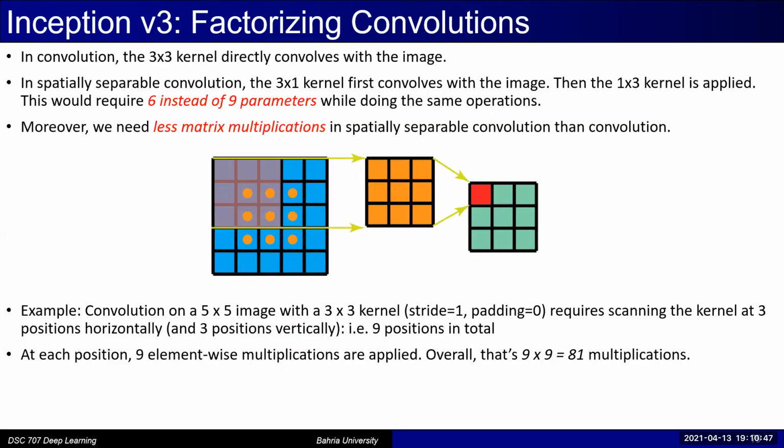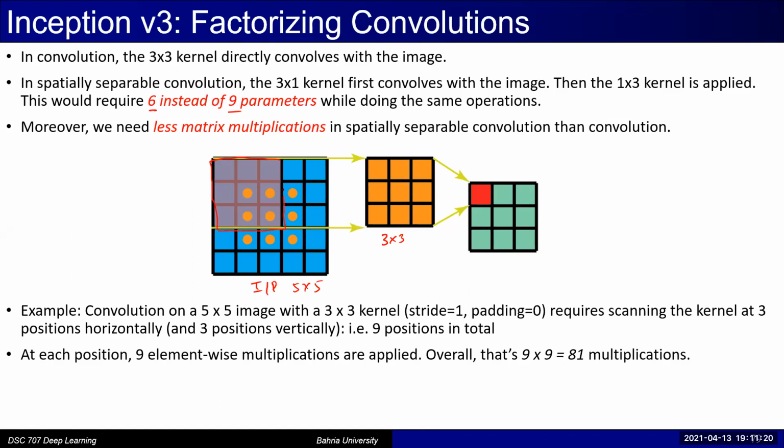Now let's see how much we are actually gaining. We have already discussed from the perspective of parameters that it is straightforward that we have 6 parameters rather than 9. But let's see how much we gain in terms of the number of multiplications. Suppose this is your input, which is 5 cross 5. This is your filter, which is 3 cross 3. We are doing convolution. I put my filter here.